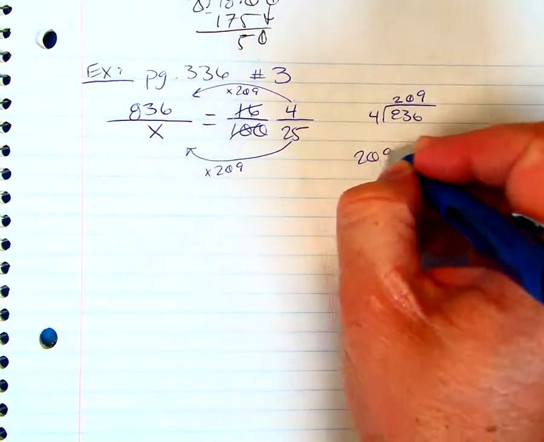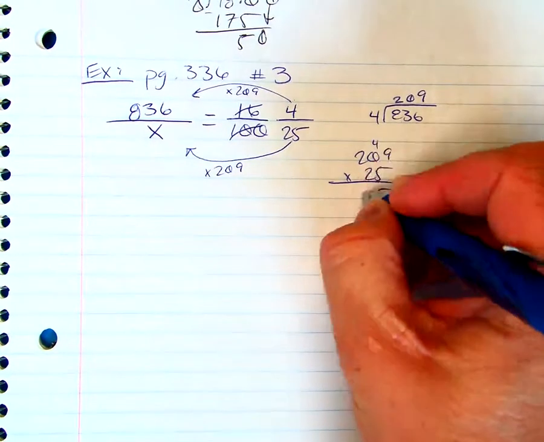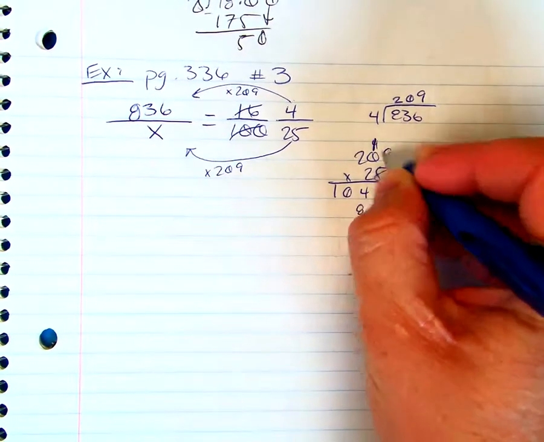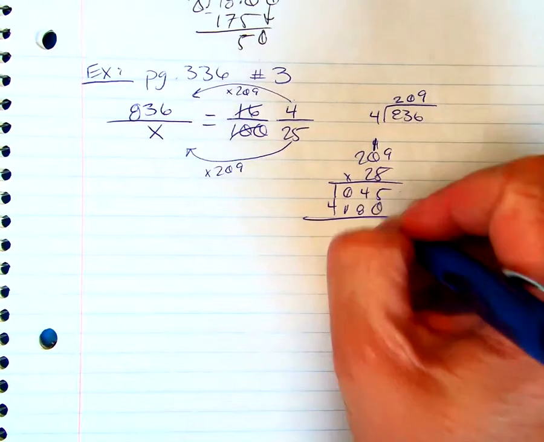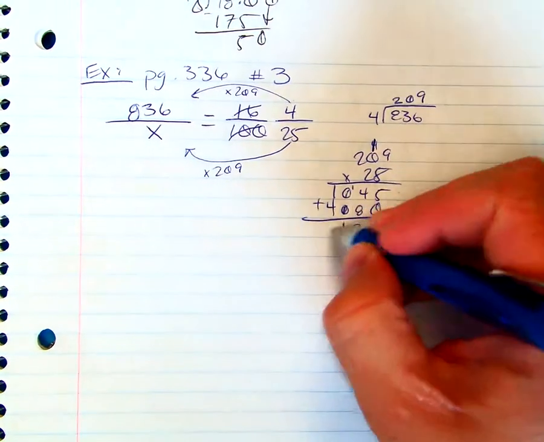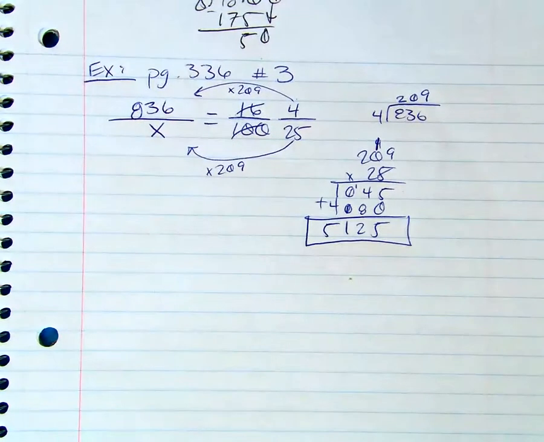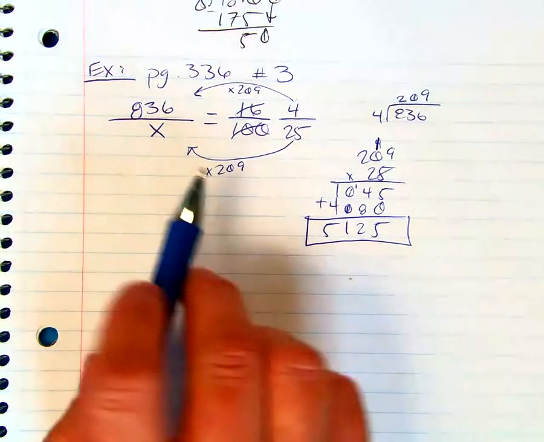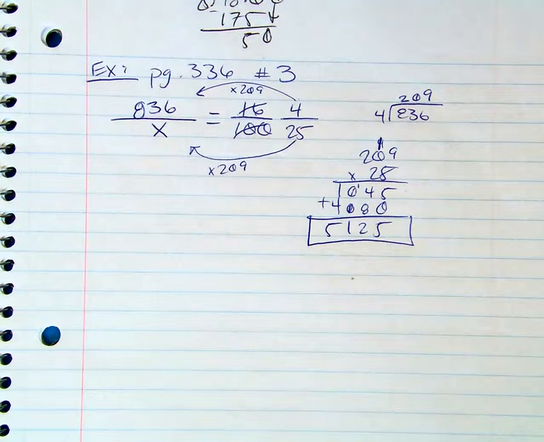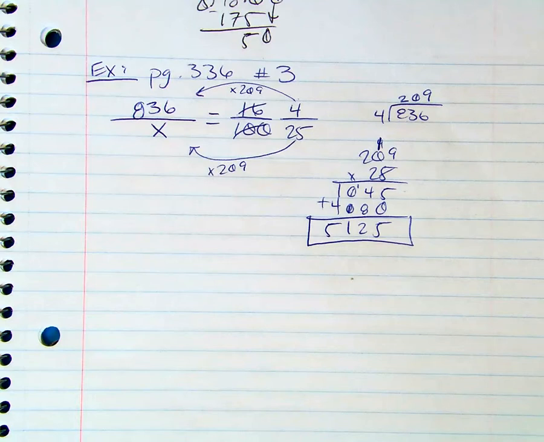So I'll take my 209, I'll multiply it by 25. 5 times 9 is 45, 0 and 4 is 4, 5 times 2 is 10, 2 times 9 is 18, 0 and 1 is 1, 2 times 2 is 4. Add it all up, we get 5,125. And that will be our total that we're looking for. So in this scenario, if 836 points was only 16% of what this athlete earned overall, then this athlete earned 5,125 points by the end of this actual competition.